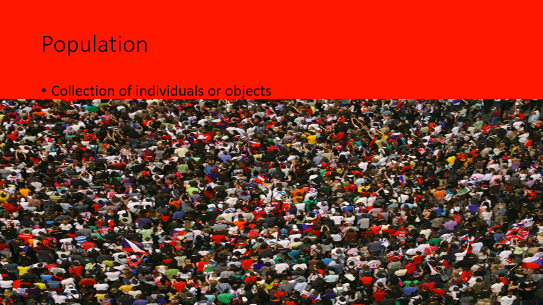So the first thing is population. The population is just a collection of individuals or a collection of objects in a group. So if you have a jar full of pennies, the population would be every single penny in that jar. The population of the entire world is every single person in the world. All right. So every object, every single person is considered a part of the population.